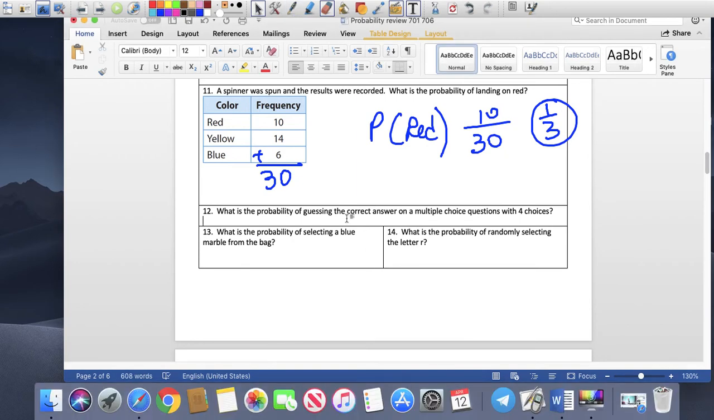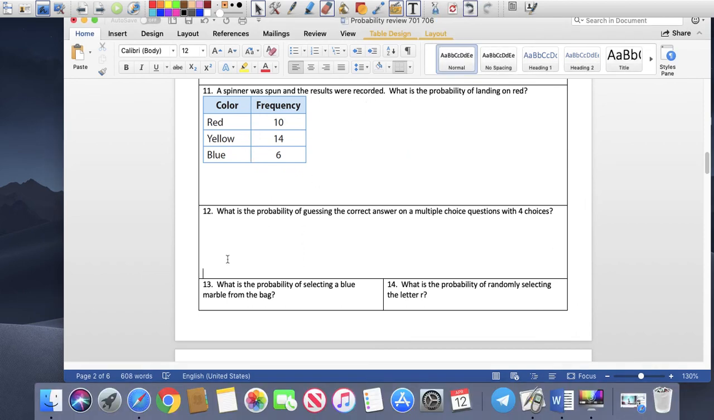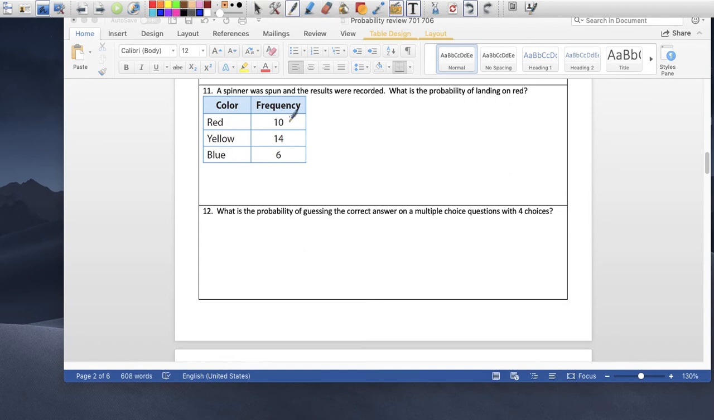What's the probability of guessing the correct answer on a multiple choice question with 4 answers? If you get stuck on a multiple choice question, and you have A, B, C, D, and you have to choose the correct answer, well, there are 4 choices, and there's only one correct answer, so the probability of getting that correct answer would be 1 out of 4.